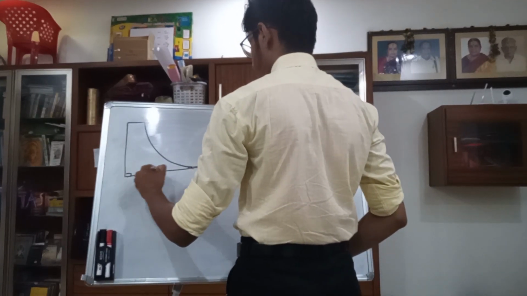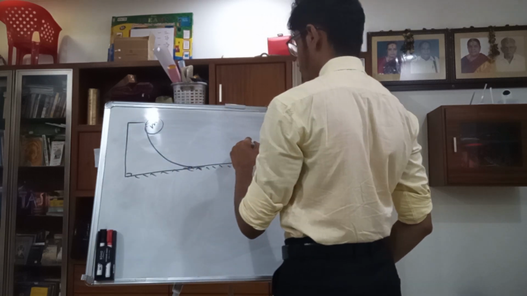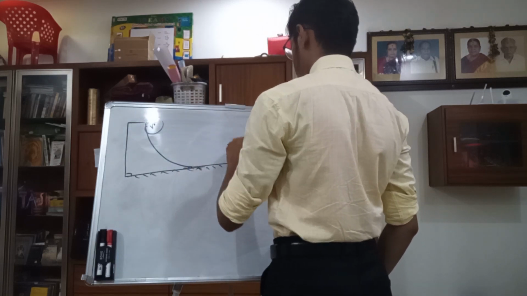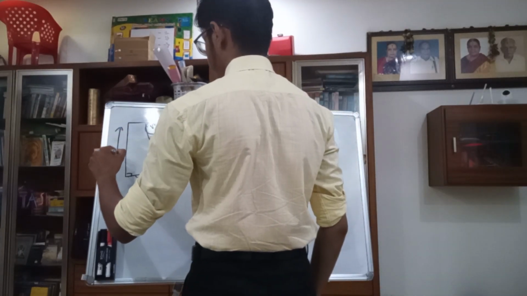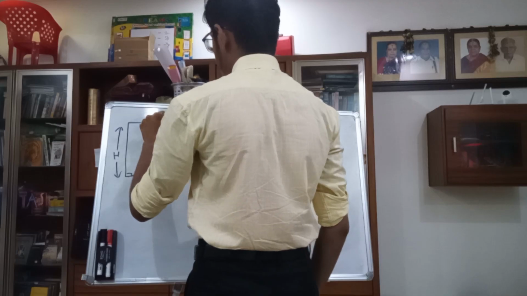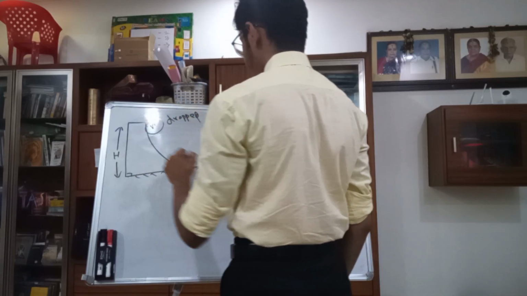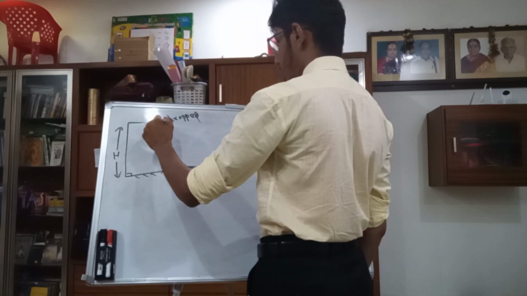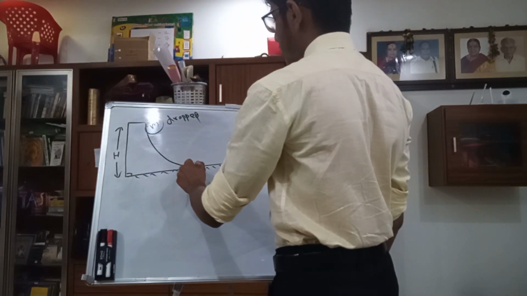So it's 90 degrees, and the particle has mass m. It's dropped. This is of mass m, and this is of height h. So this is dropped. If this is dropped, can we tell the final velocity of the ball here? That is the question.